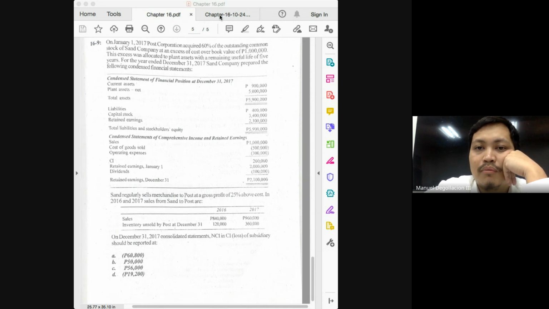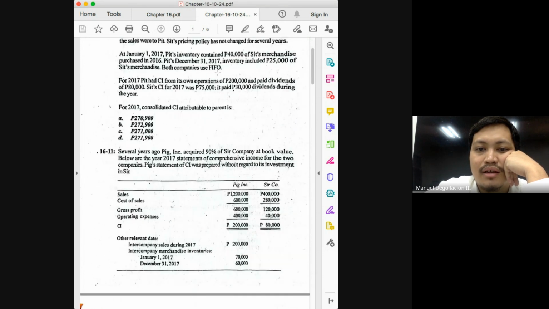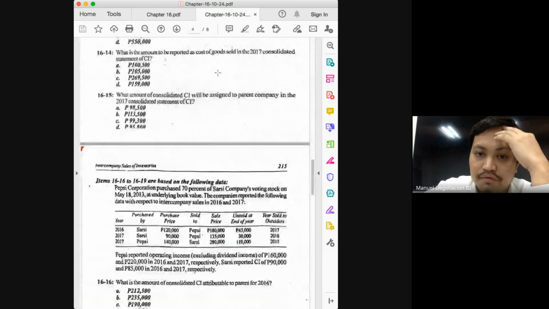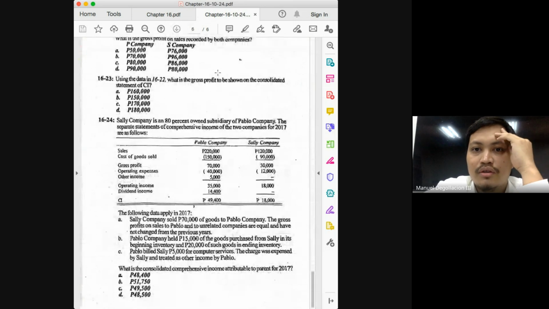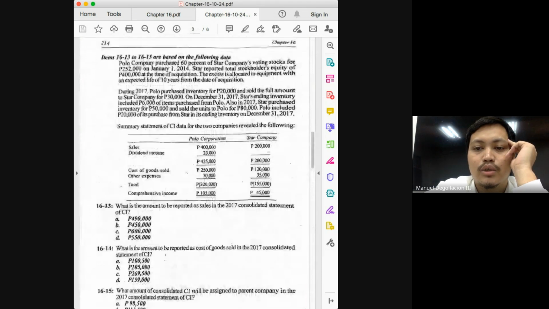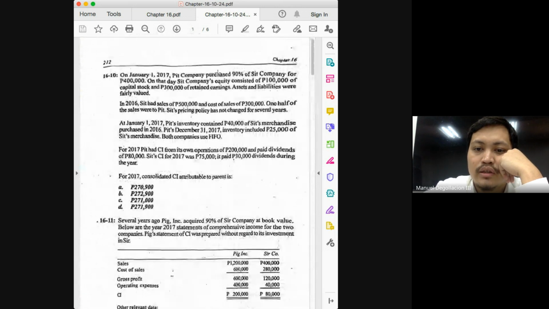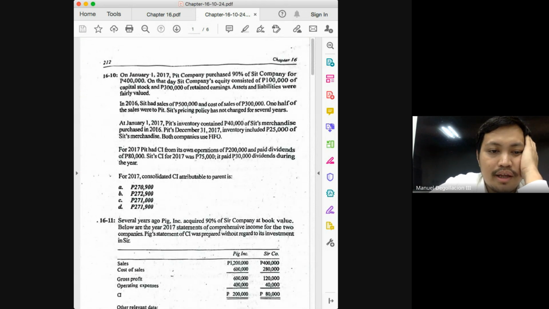Okay, let's proceed to problem 16-10. How many problems do we have? 10, 11, 12, 13, 14, 16, 24, 12, 6. (16-10). What's the question? Considered income attributable to the parent.